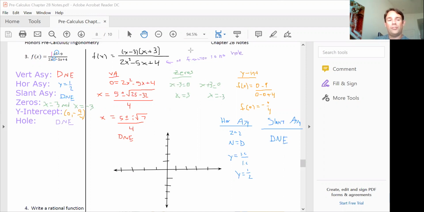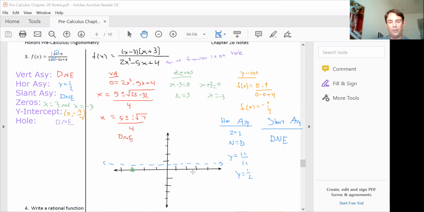We have a horizontal asymptote when my graph is 1/2. So there we go. That means I get really close to positive infinity and negative infinity. I'm going to get really close to this horizontal line, but I'm never going to touch it. I have 2 zeros.